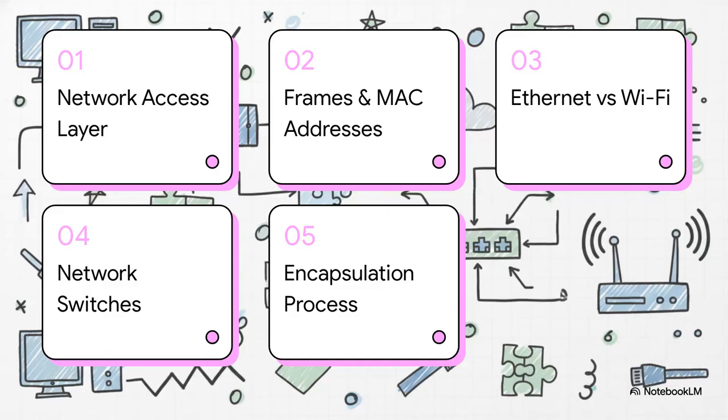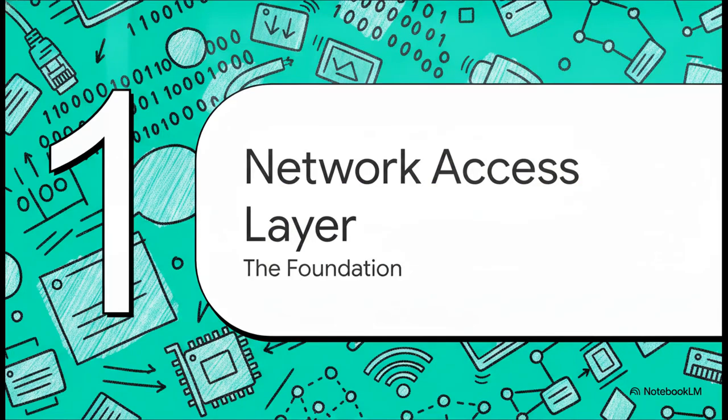Here's our game plan for today. First, the network access layer itself. Then, frames and MAC addresses. Next, Ethernet versus Wi-Fi, followed by how network switches work. And finally, we'll wrap up with the encapsulation process explained. Kicking things off with Section 1, the network access layer.